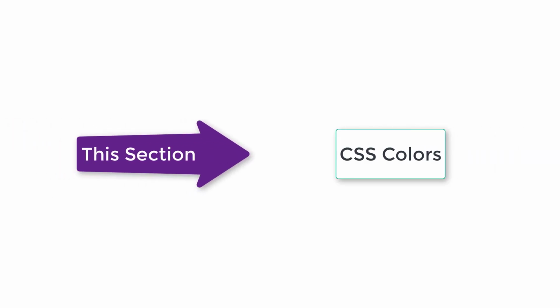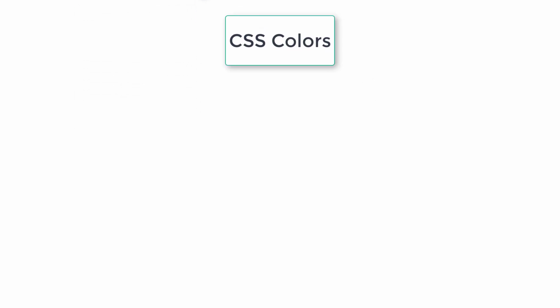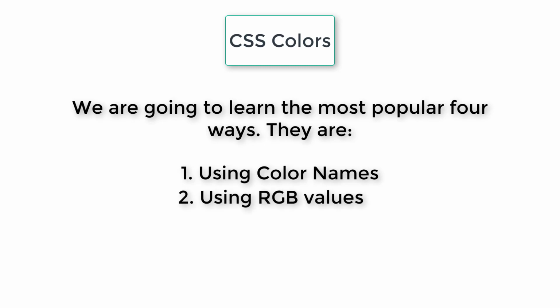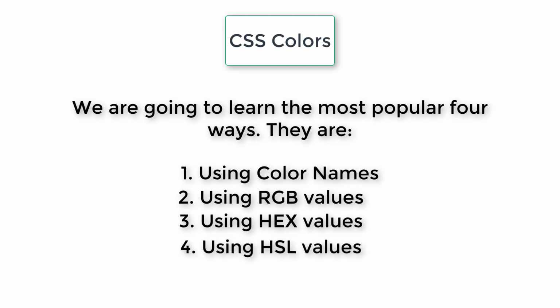In this section, we're going to learn about CSS Color. There are many ways to add color to HTML elements using CSS. We're going to learn the most popular 4 ways. They are using color names, using RGB values, using hex values, and using HSL values.